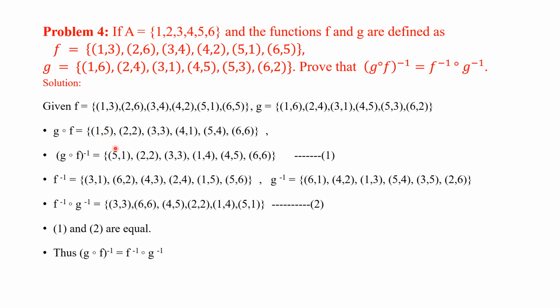G composition f: how do I find G composition of f? First I have to start with G because the first function is G. So first you take the first number, 1. The first number in G is 1. 1 is mapped to 6. Clear? And go to F. Where is the 6 going? This 6 is mapped to 5. So therefore I will write it as (1, 5).